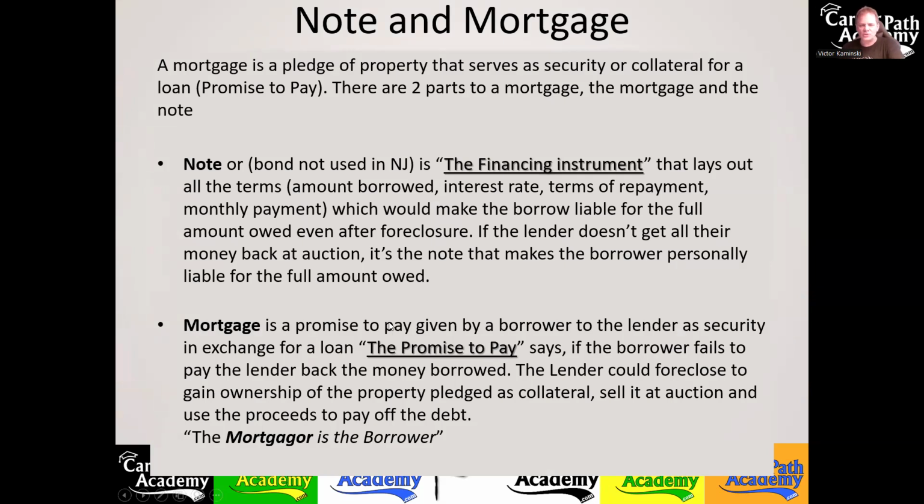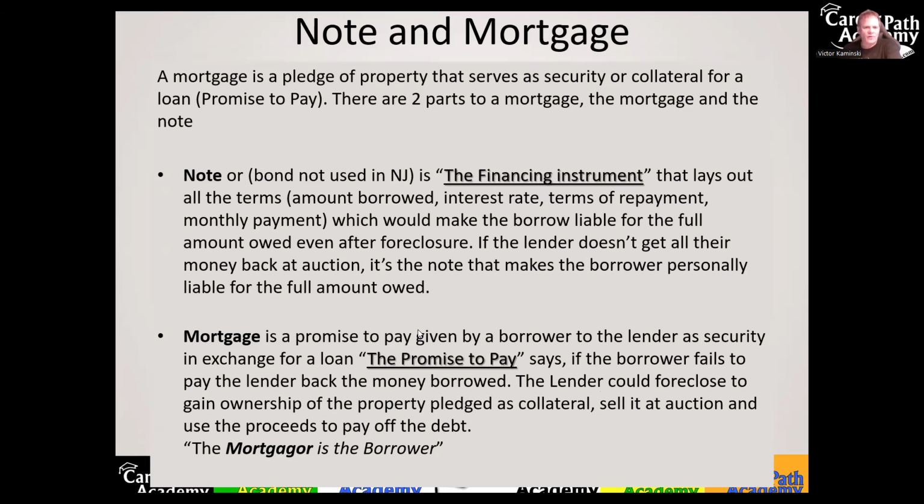A note and a mortgage. There are 2 parts to a mortgage. The mortgage itself, which is the promise to pay, and a note, which is the financing instrument. It lays out all the terms of borrowing. So the mortgage is a pledge for the property. It's a pledge of property that serves as collateral for the loan you're asking for.